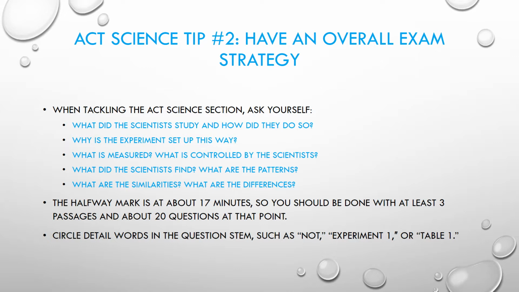Tip 2, have an overall exam strategy. If you're not strategic, how do you expect to pass? So when you're taking the ACT science test, please know questions like, why is this experiment set up the way that it is? What are the differences? What are the similarities? Just know, circle detailed words in the question, such as not, experiment 1, table 1. Do not be afraid to underline. Do not be afraid to circle.